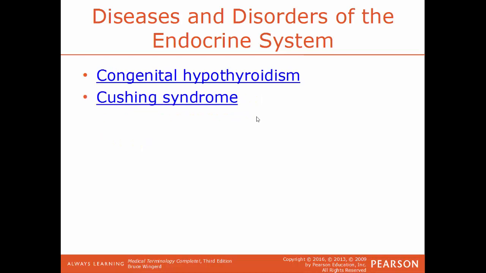So our next term, congenital hypothyroidism. Because the condition is congenital, it is something that you are born with. This is a hereditary disease, and this is where your thyroid gland is underproducing hormones.